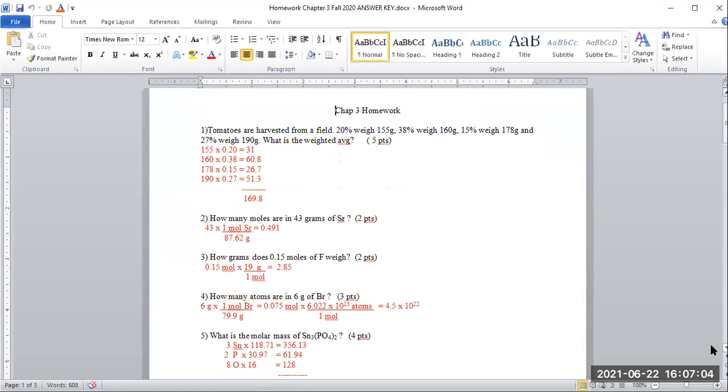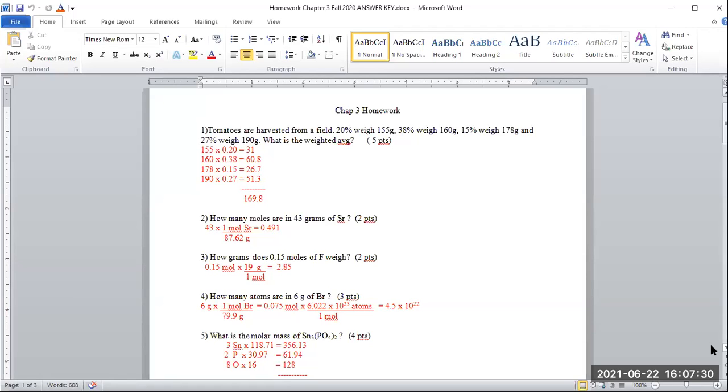So in this case, I have mythical tomatoes, and I gave you percentages that matched each of the weight brackets. 20% at 155 grams, 38% at 160 grams, 15% at 178, and 27% at 190.